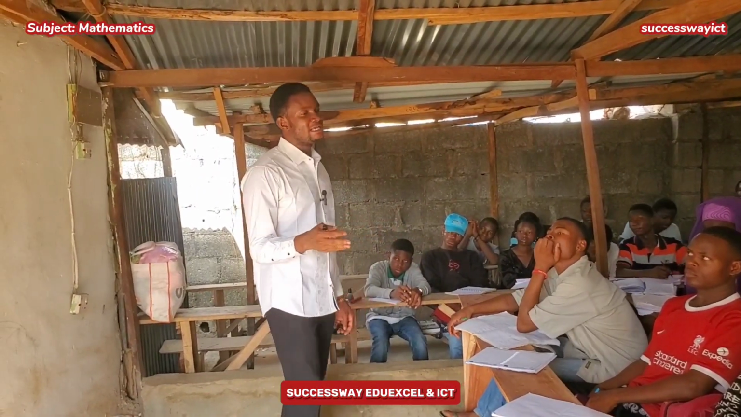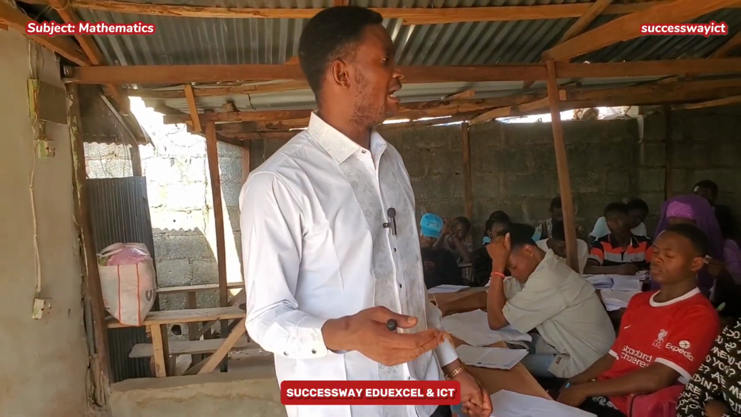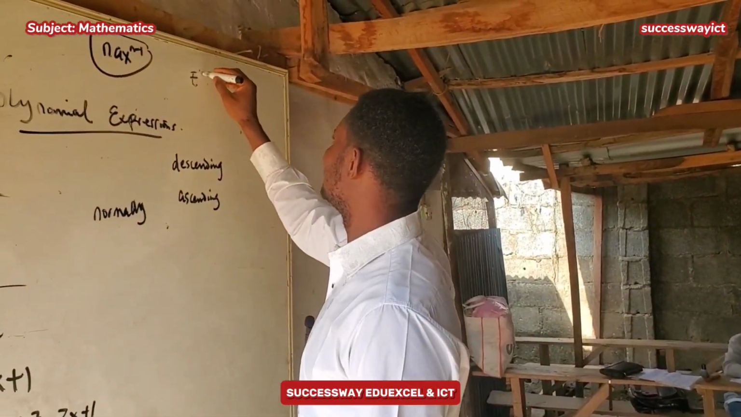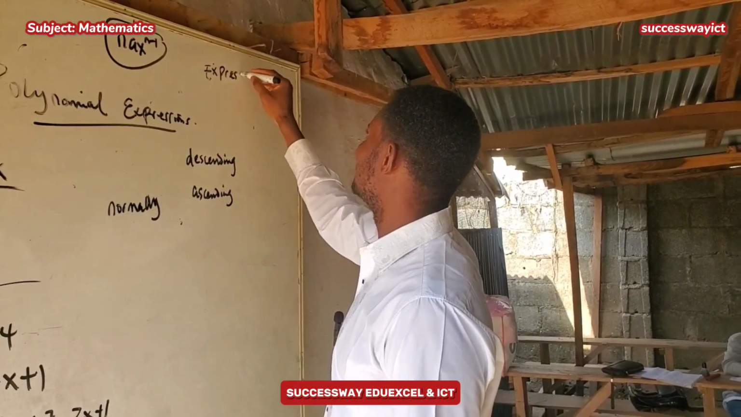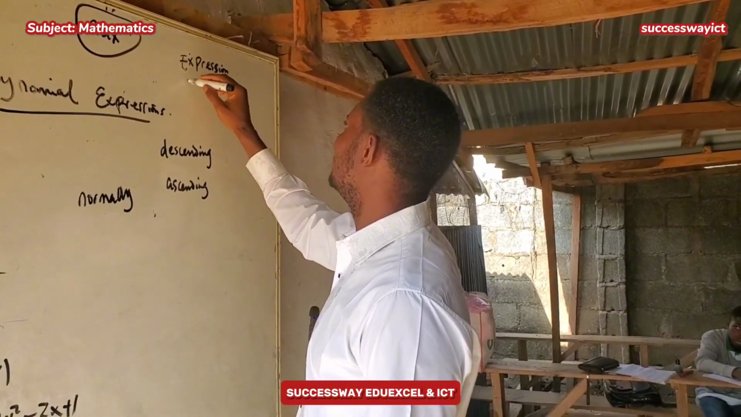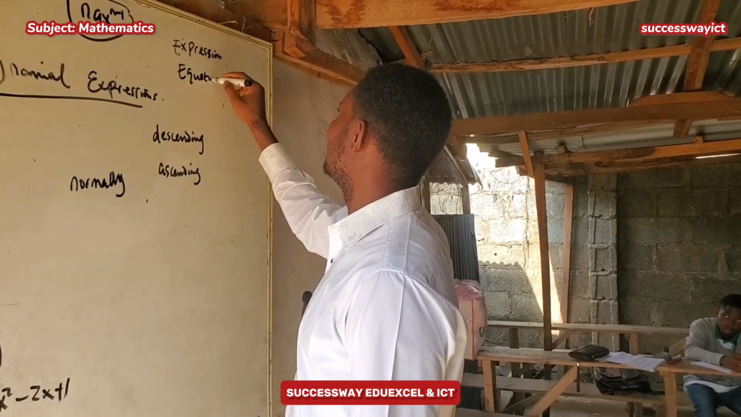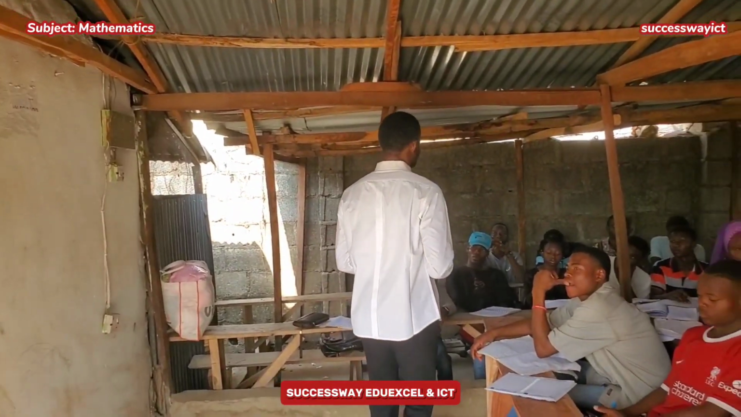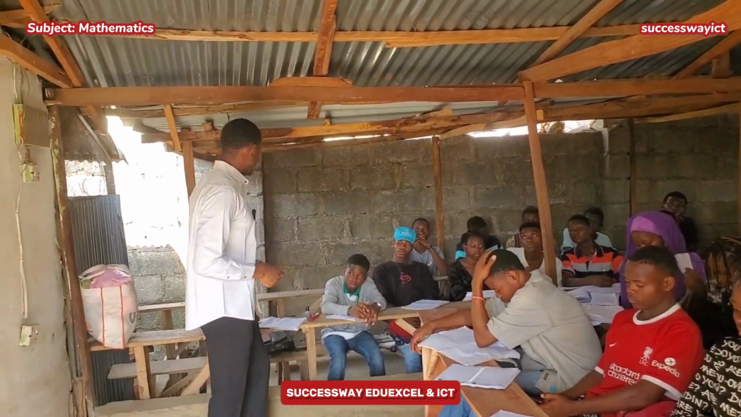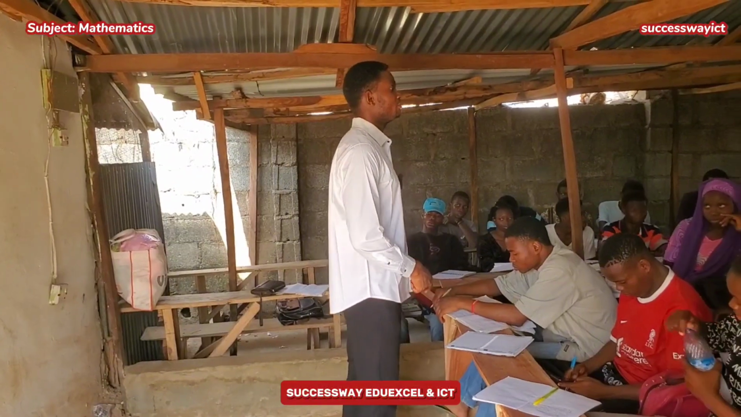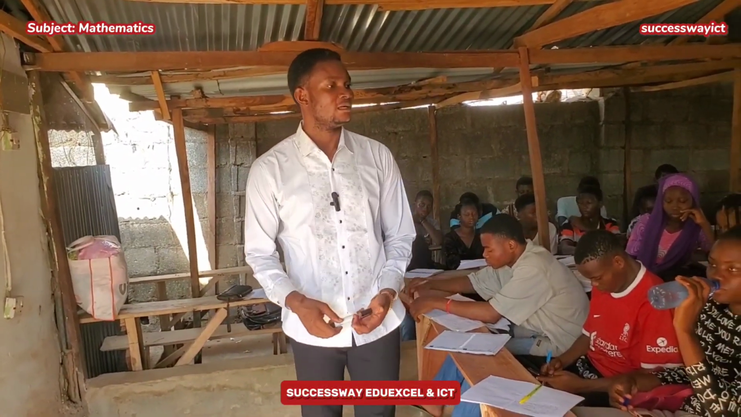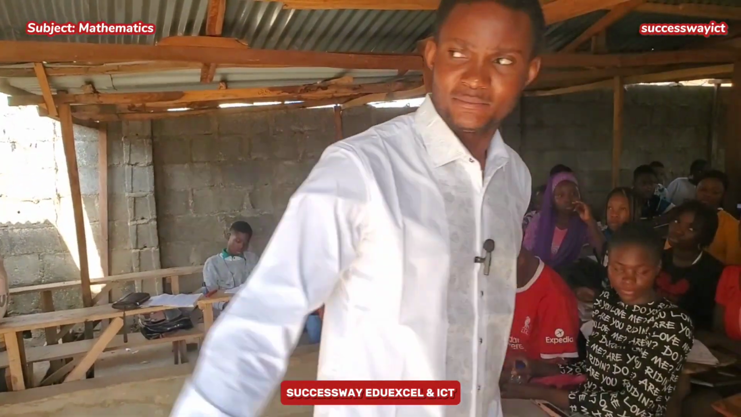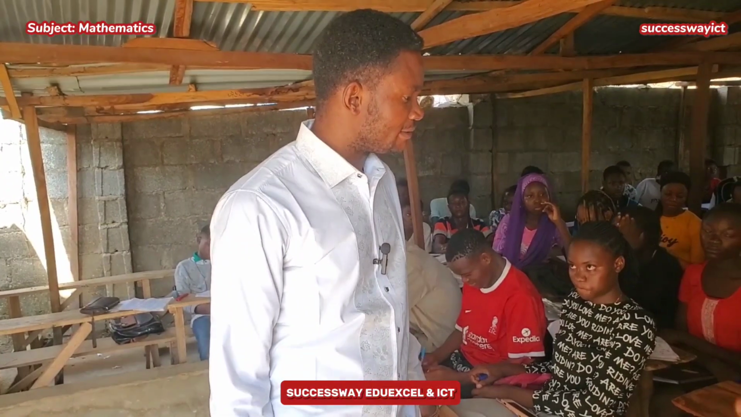And there are ways that you solve polynomial expressions. Now, who can tell me the difference between an expression and an equation? What is an expression? What is an equation? This is an expression. For an equation, it equals.